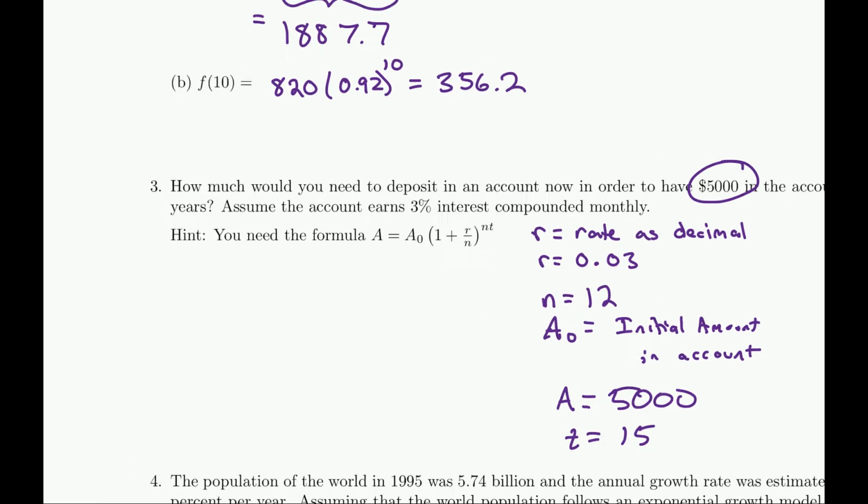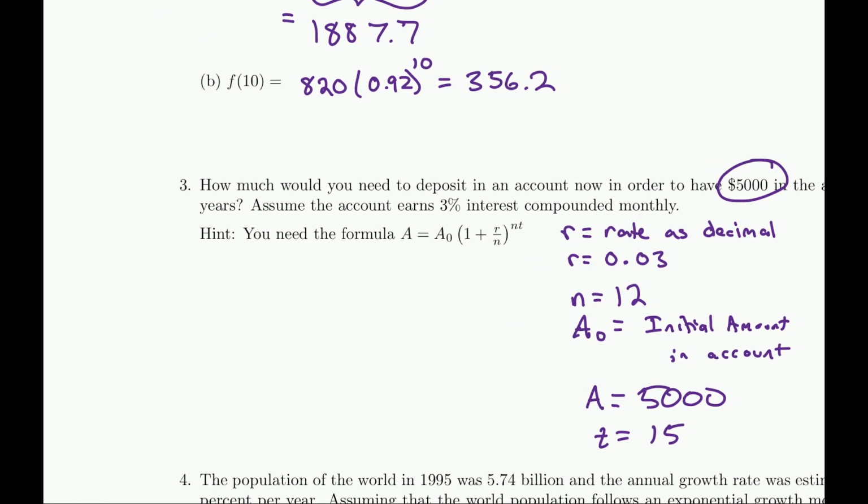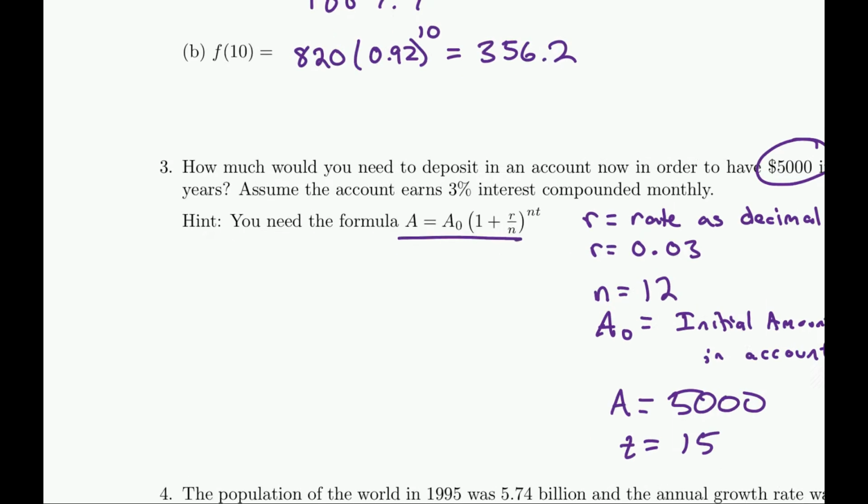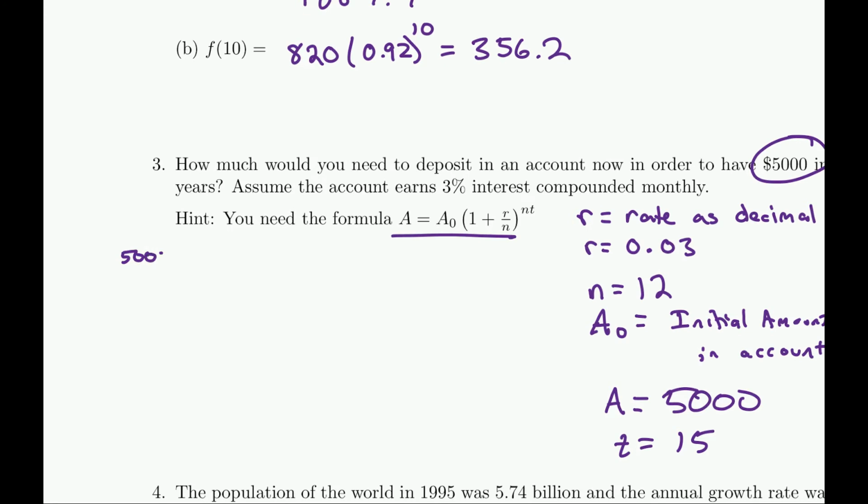So we fill in everything that we know into this formula here. And we'll have this formula. So A is 5,000. The A0 we do not know, so I'll just leave it A0. Then we have 1 plus 0.03, that's the R, over N, which is 12, to the NT, which is 12 times time, which is 15. Like that.